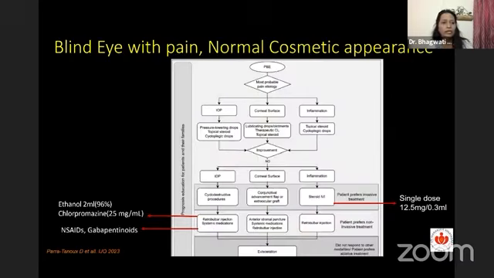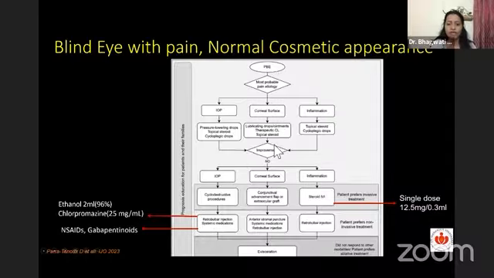This is another category, blind eye with pain and normal cosmetic appearance. In all these eyes, you have to do a thorough clinical examination, which includes intraocular pressure, fluorescein staining and slit lamp examination for cells, flare and iris neovascularization. If the pain in the eye is due to increased IOP, then you can go ahead with pressure lowering drops, topical steroids and cycloplegic drops. If it is due to corneal surface problems, you can give lubricating drops, therapeutic contact lenses and topical steroids. If it is due to inflammation like uveitis, you can give topical steroids and cycloplegic drops.